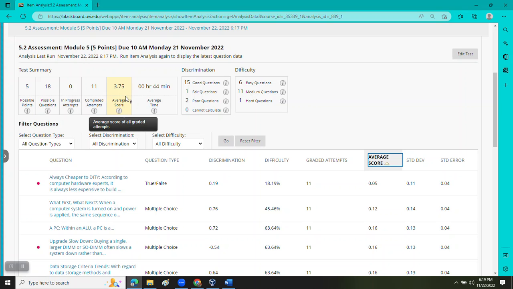That's a good mix. There were a number of challenges. We'll review this quickly. However, the Blackboard algorithms calculated that there were 6 easy questions, 1 hard question, but most questions were considered to be medium in difficulty. That's a pretty decent mix. We don't have too many easy or too many hard. That's the goal.